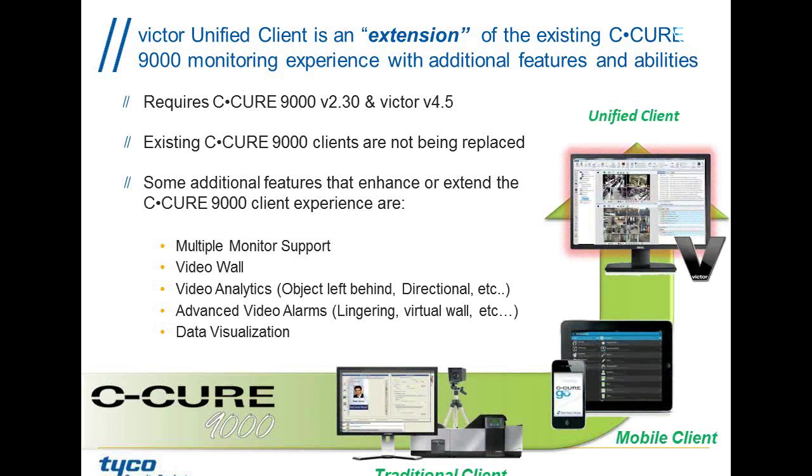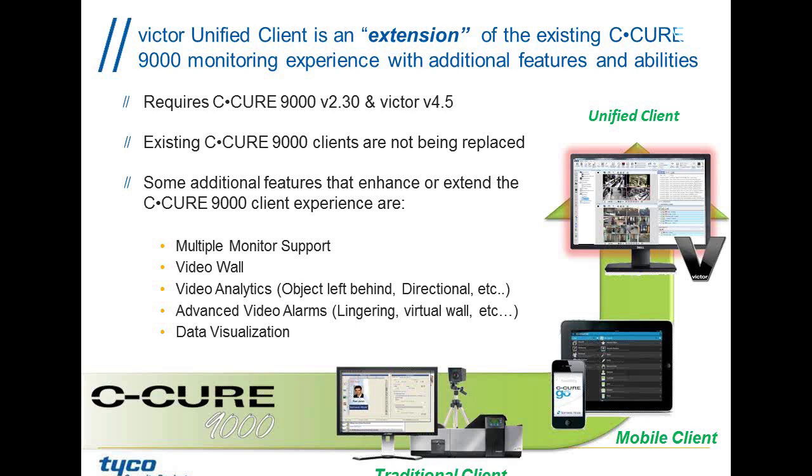All right, so let's start off talking about the Victor Unified Client. One of the key things, and Pam sort of introed here at the very beginning, is that this is based on Secure 9000 version 230 combined with Victor version 4.5, right? So those two things being combined together and then being able to manage access control and video through one client front end. That's really at the most fundamental what we're talking about.